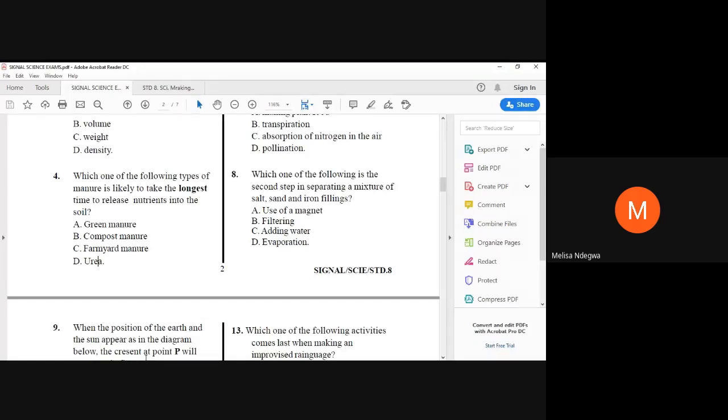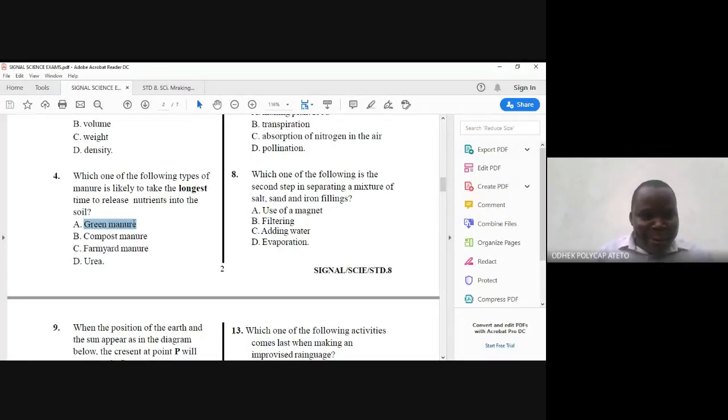The thing you need to know about this type of manure is that it takes the longest time to release nutrients. It is purely made from leguminous plants. It should be leafy, quick to grow, and quick to rot. That's all you need to know about that type of manure. That is the green manure. You have just explained green manure. Is that correct?